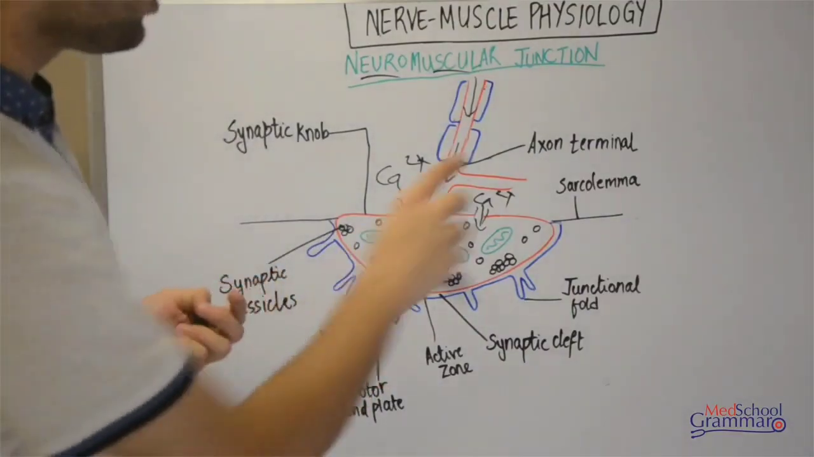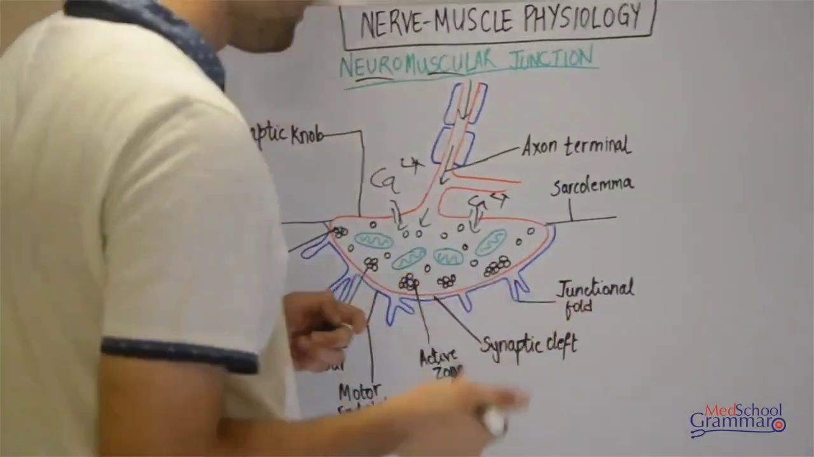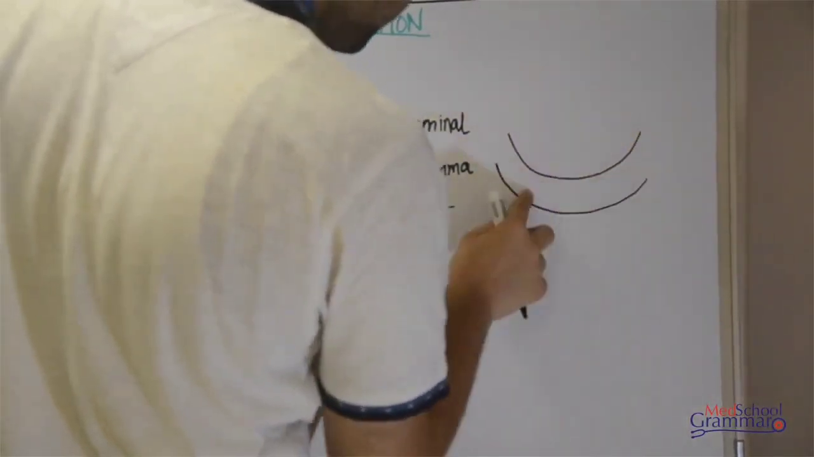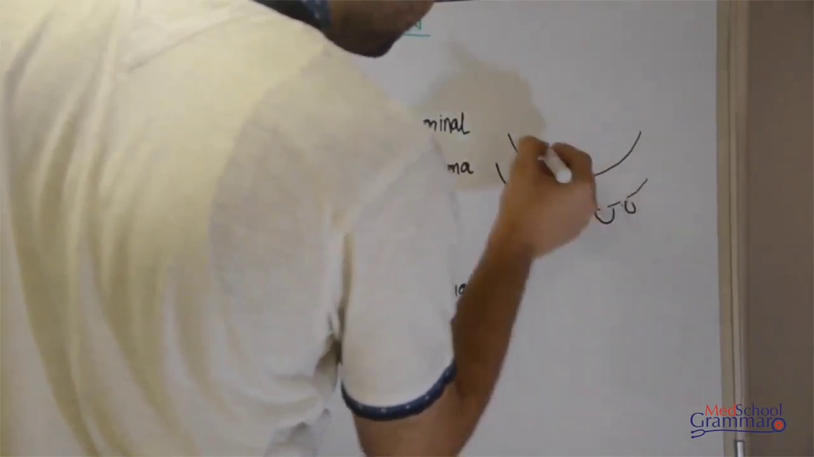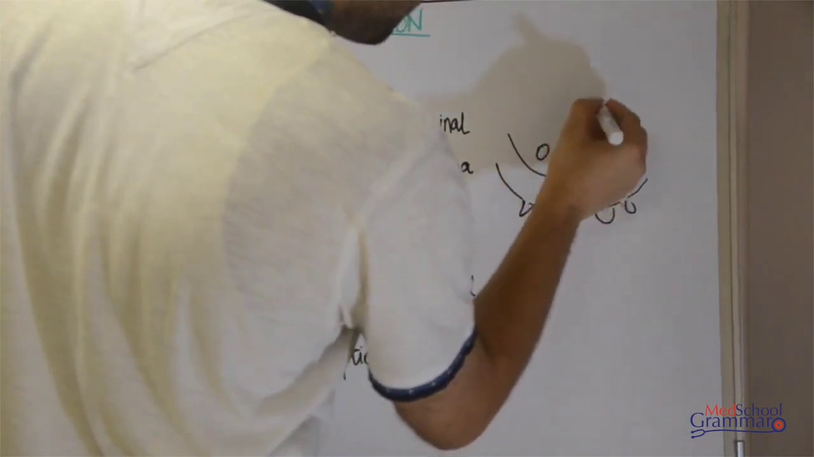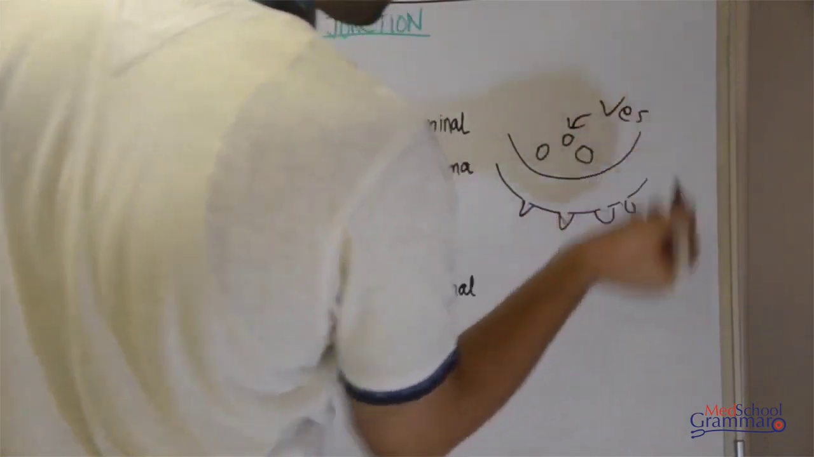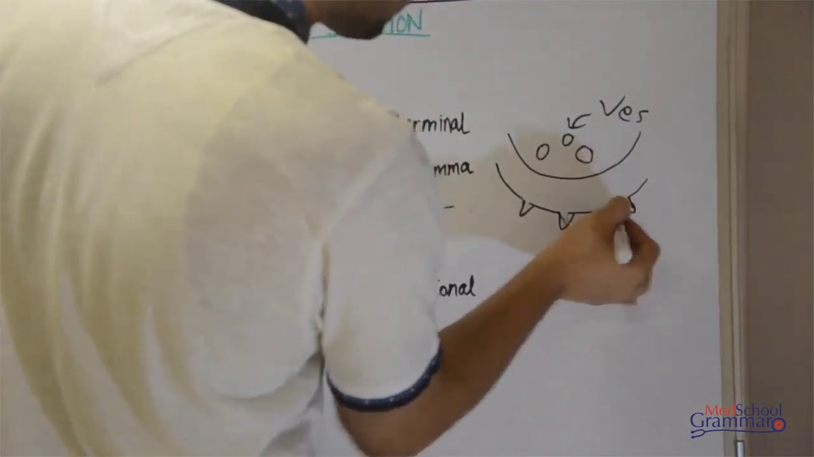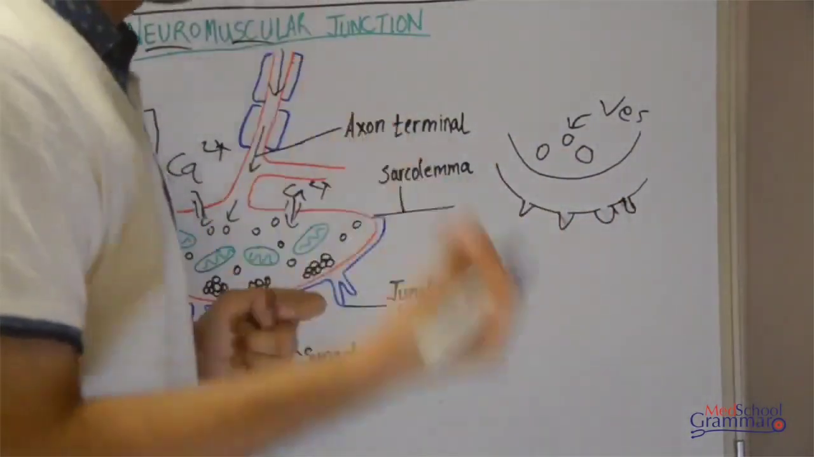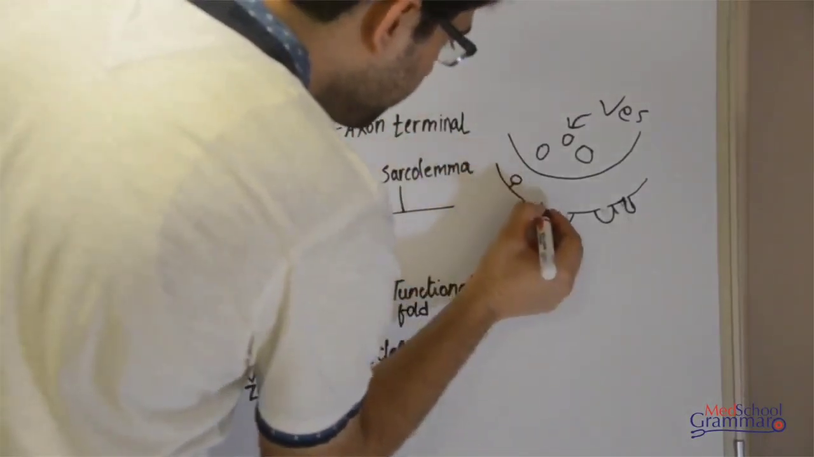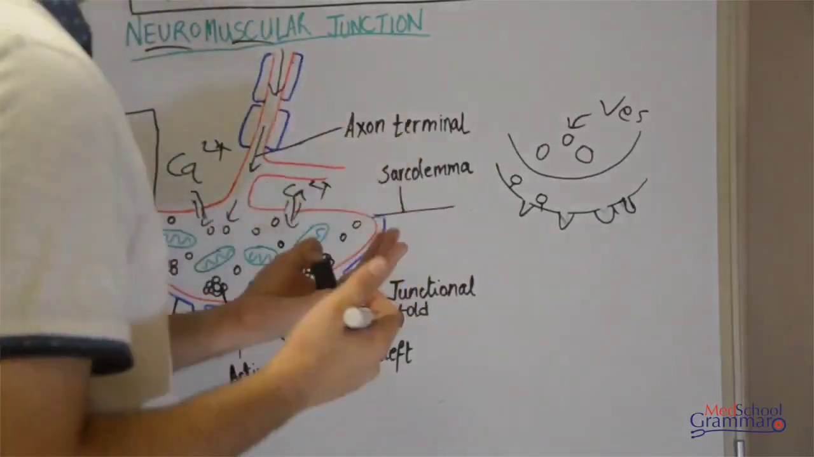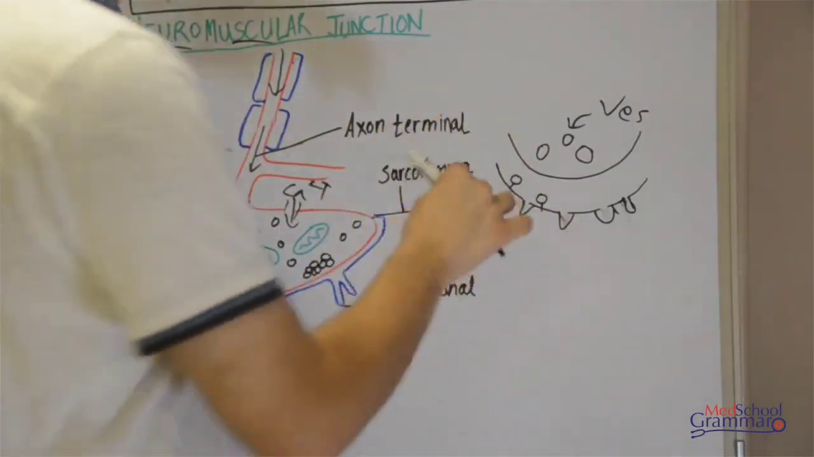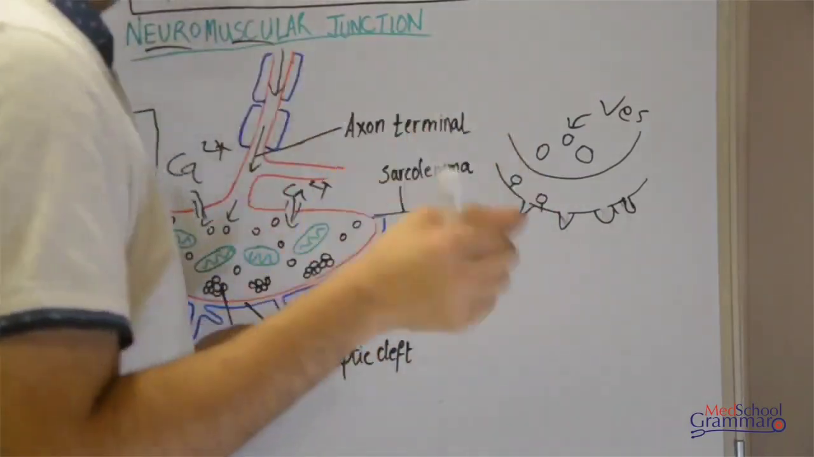I'll just show you magnified how this actually looks. If this is the neuron and this is the muscle with these clefts, these are the vesicles. This is the presynaptic part, this is the postsynaptic part, and this is the synaptic part. The cleft contains acetylcholine receptors, more technically called cholinergic receptors. These are of two types, muscarinic and nicotinic. The type present in the NMJ is the nicotinic type.